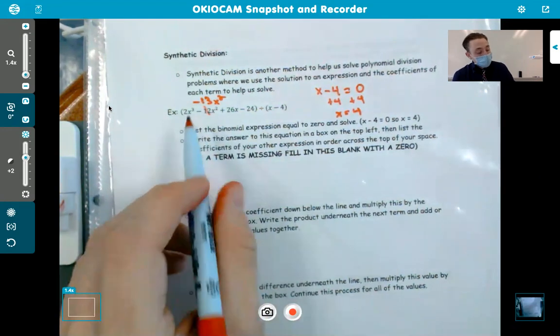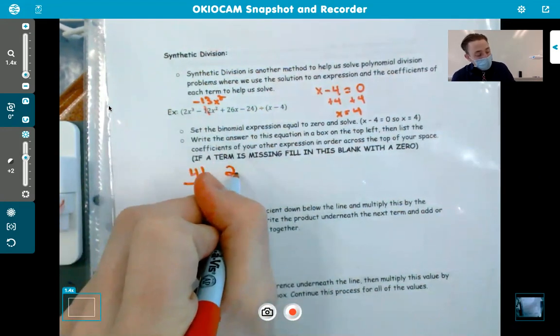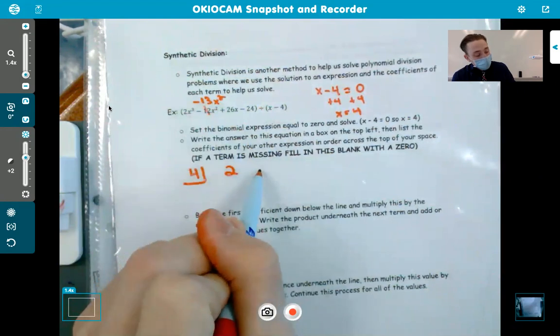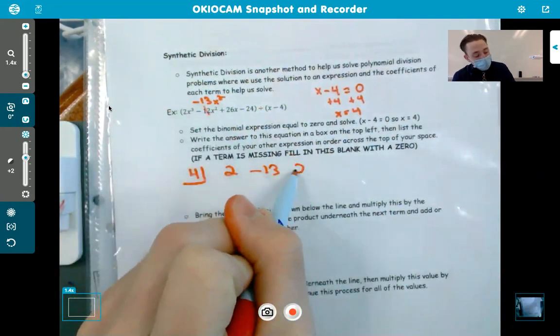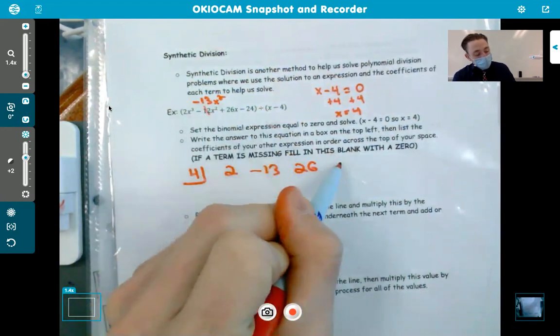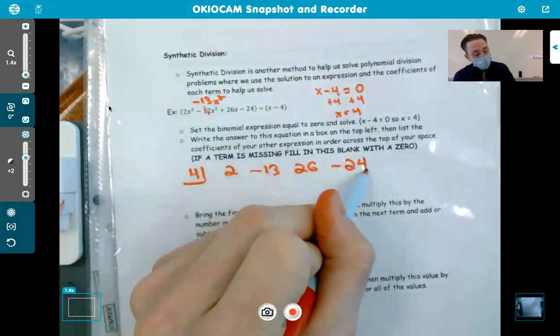So say I have 2x cubed, I'm going to write the 2. Negative 13x squared, I'm going to write negative 13. 26x, I'll write 26. Negative 24 is my constant term, I write negative 24.